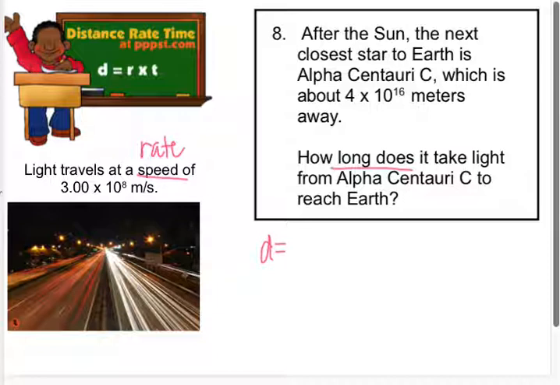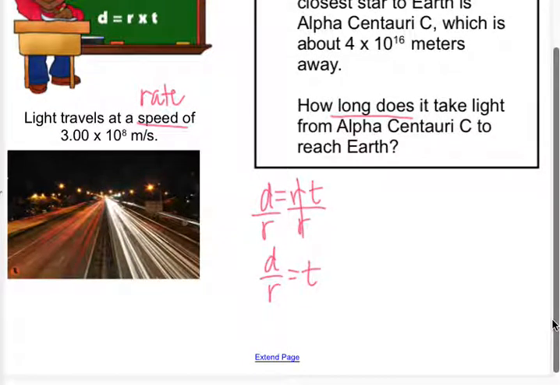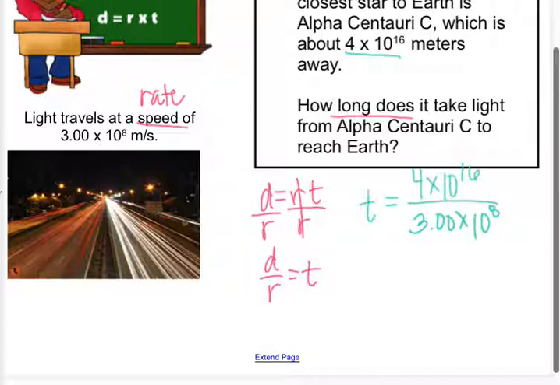So we want to know how long does it take? Well, my equation is distance equals rate times time. And if I want to know how long it takes, I'm trying to figure out what t is. So in order to figure out what t is, I would divide both sides by r. So distance over rate is equal to time. So we're going to go ahead and plug in the distance and the rate to figure out time. So our distance, it's 4 times 10 to the 16th meters away, all over the rate, 3.00 times 10 to the 8th.